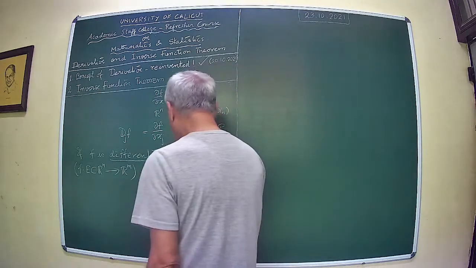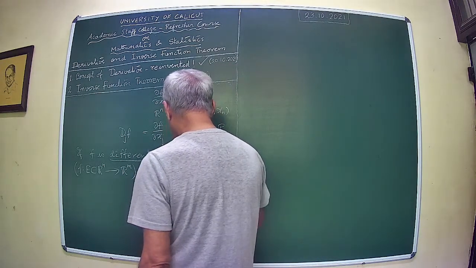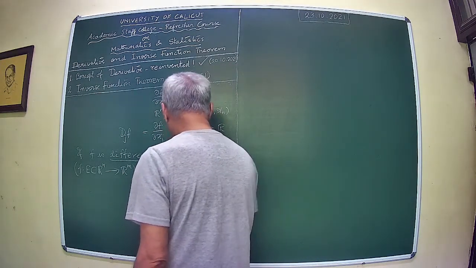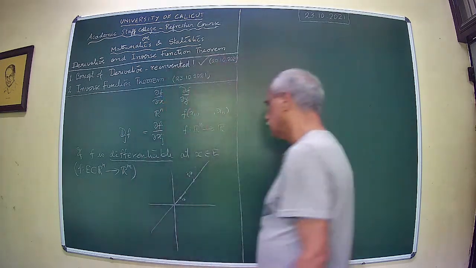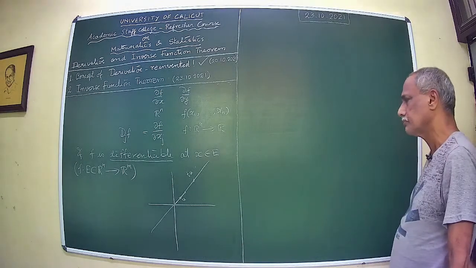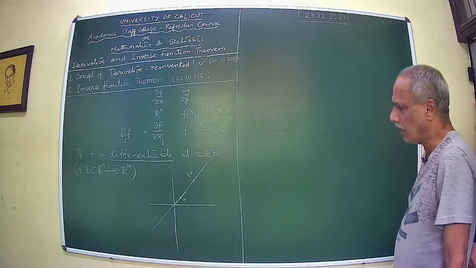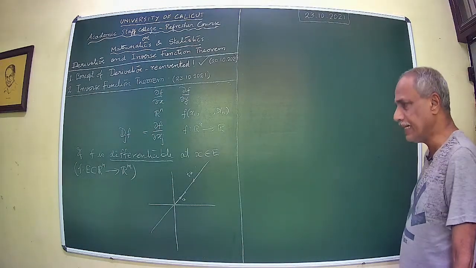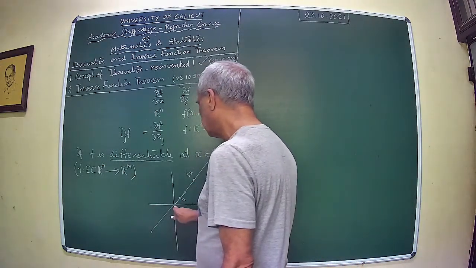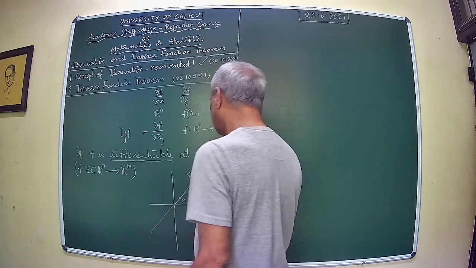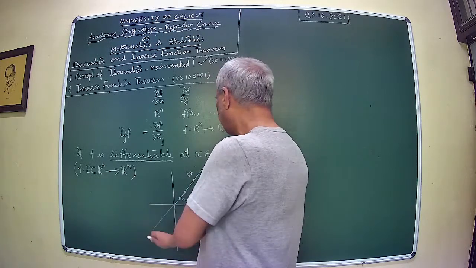Now, along this line, the points are Q, for some t belonging to R. So, as t tends to 0, you see that this point approaches 0. Now, you can talk about the derivative of the function f along this.